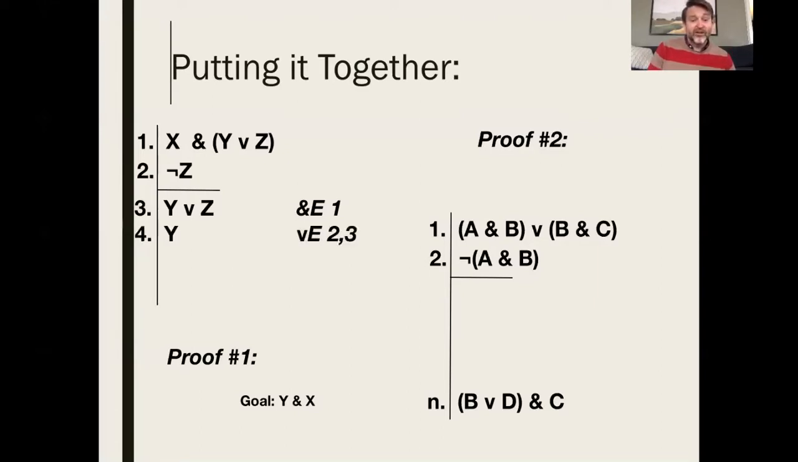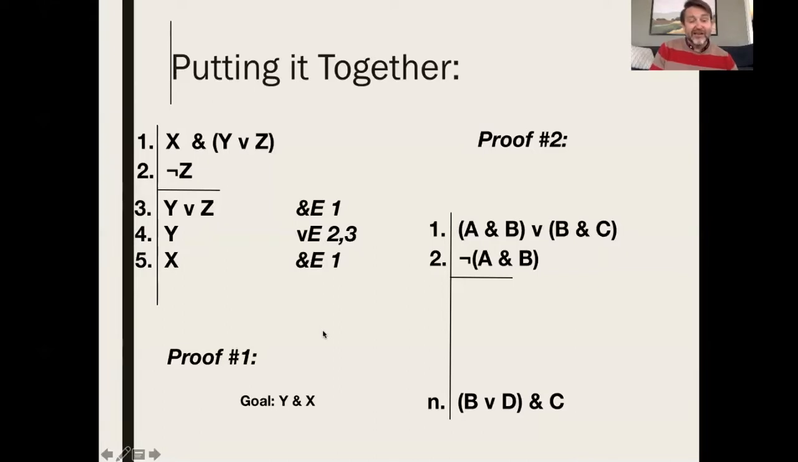Now, we can also use disjunction elimination with 2 and 3 to derive y. Remember, disjunction elimination tells us if we have a disjunction and we know one of the disjuncts is false, then the other disjunct must be true. So we have here y or z derived from premise 1 via conjunction elimination. And then we have, it's not the case that z, at premise 2. And so in that case, it must be true that y, or else there'd be no way for this disjunction to be true. So we can infer y now.